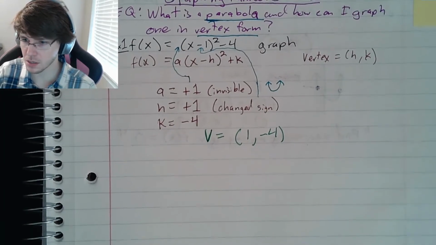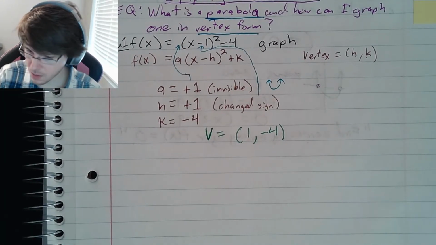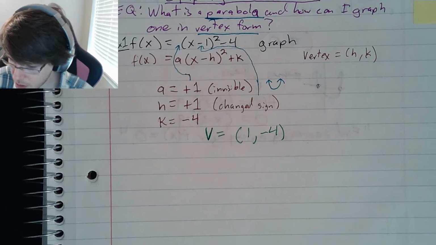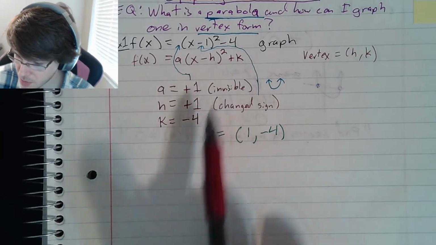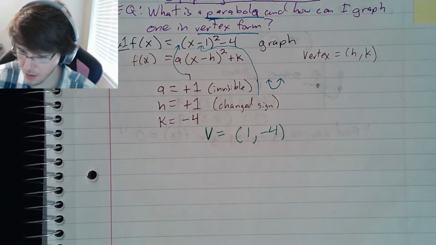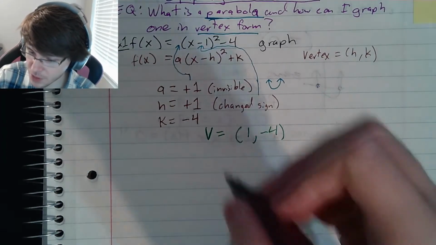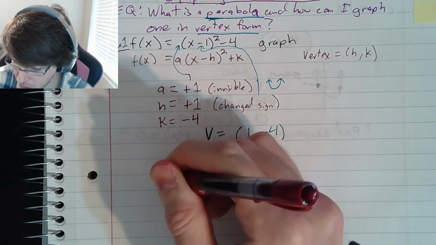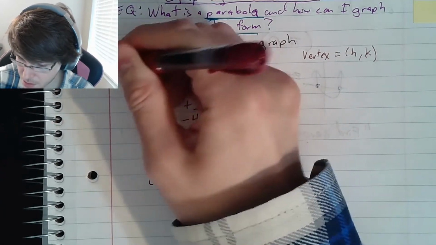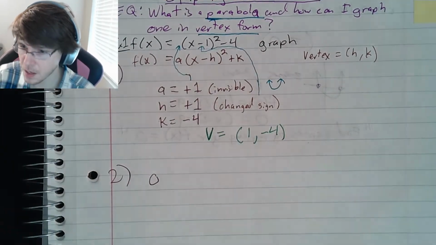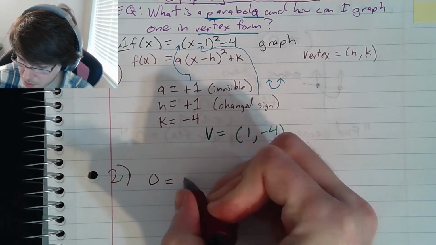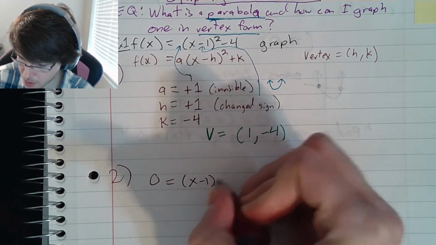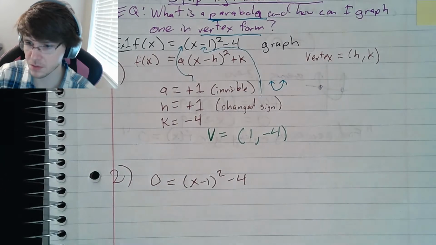I'm having struggles getting this all lined up here. Oh, I shouldn't have. That was the definition part, this red. Whatever. All right, so our definition part, we have this f of x equals. We are going to change that f of x to a 0. This is step 1. Step 2. 0 equals x minus 1 squared minus 4.